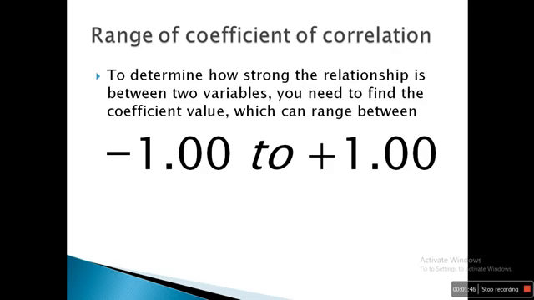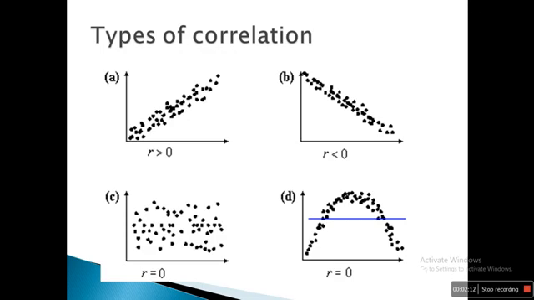Now you all can see -1 to +1. -1 to +1 is the range in between which the correlation coefficient value varies. To determine how strong the relationship is between the two variables, first of all you need to find out the coefficient value, and this value can vary between -1 to +1. Now have a look at these graphs and you will understand the types of correlation coefficients.